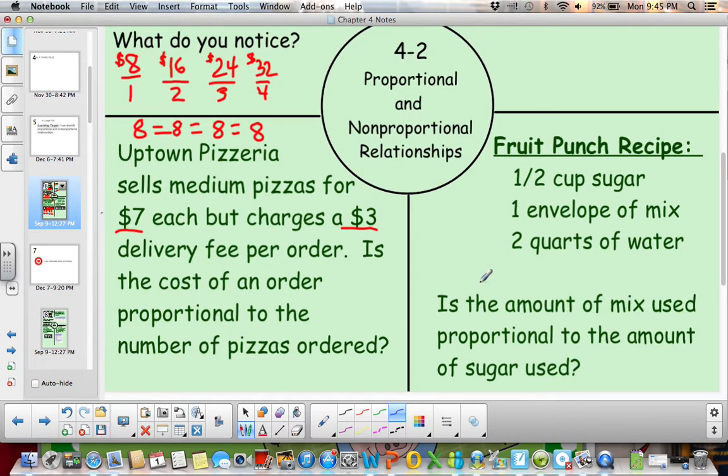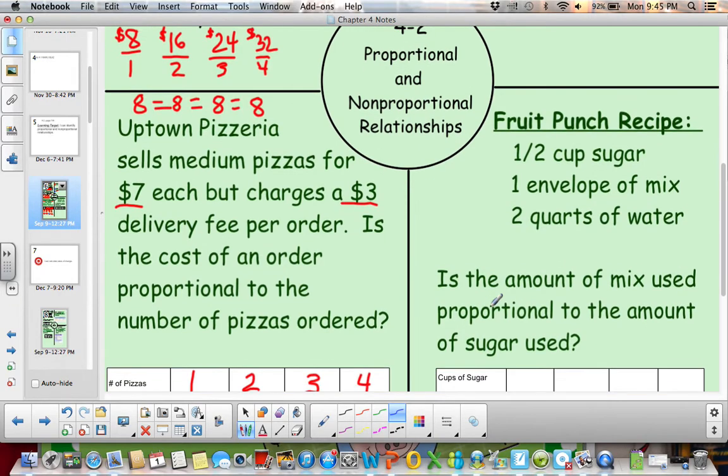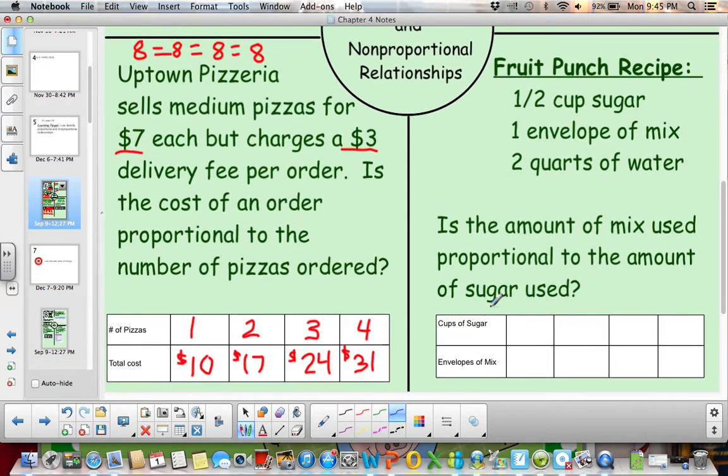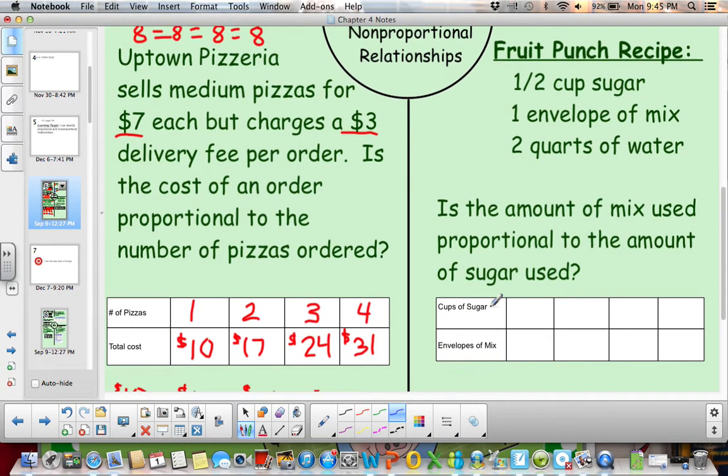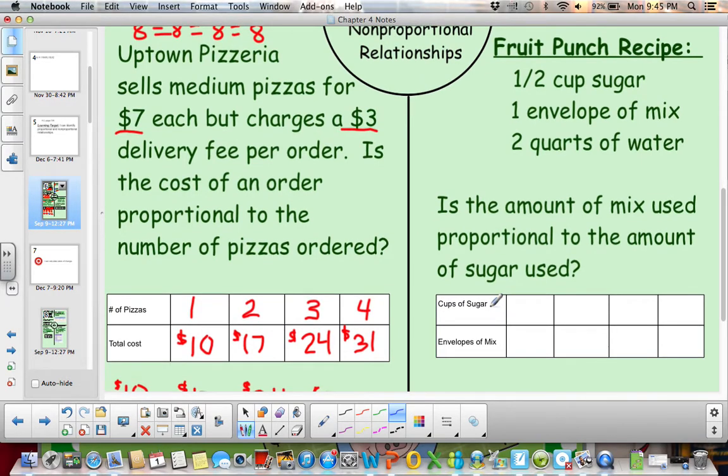Okay, if we have a fruit punch recipe that calls for a half cup of sugar, an envelope of mix, and 2 quarts of water, is the amount of mix used proportional to the amount of sugar used? I want you to pause me and see if you can fill in this table based on cups of sugar and the different amounts of envelopes of mix and decide if it's proportional or non-proportional.